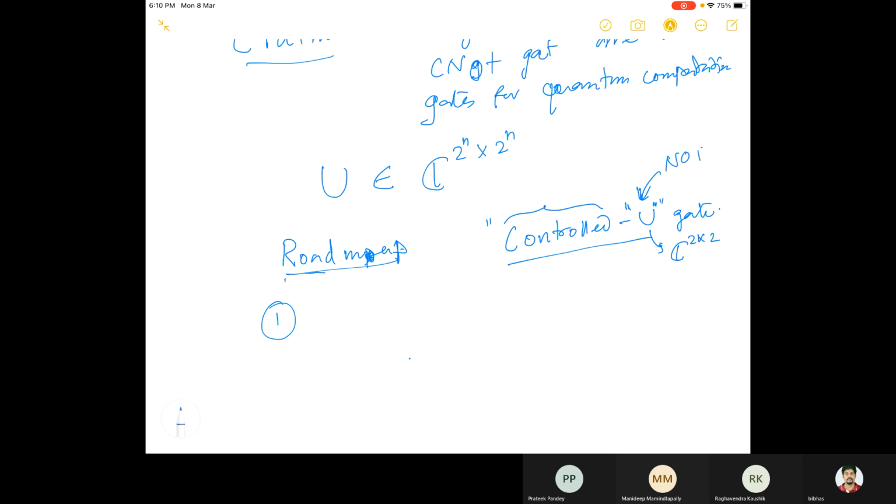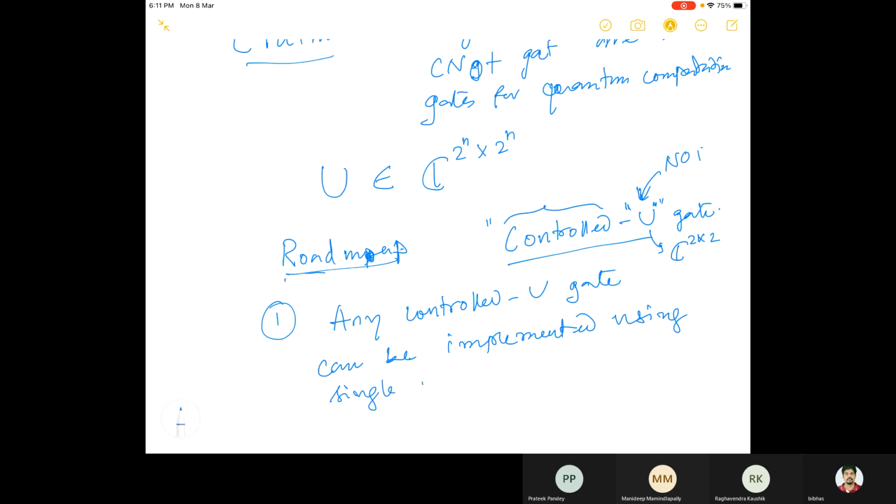So during this roadmap, first I'll show that any controlled U operation can be implemented using single qubit and CNOT gates.